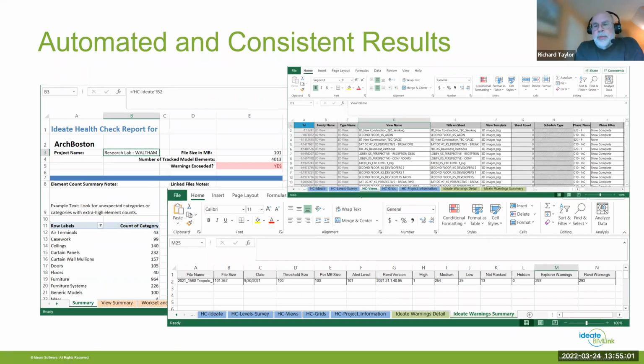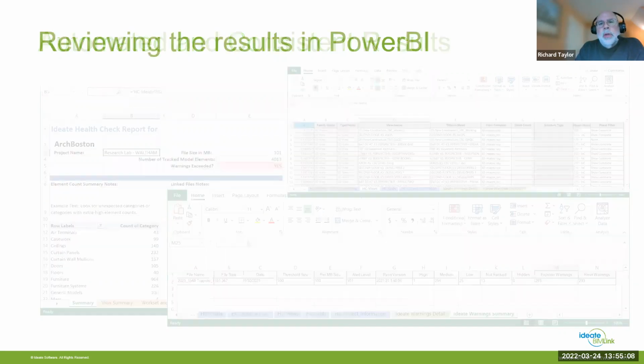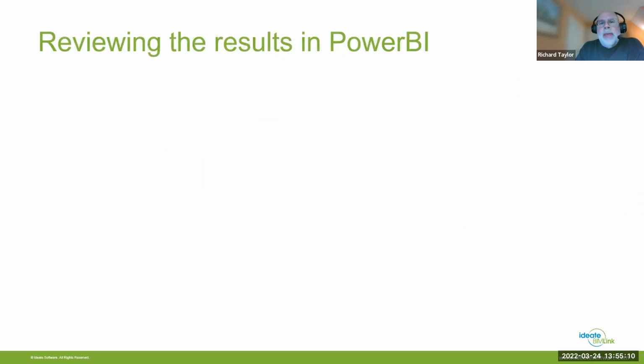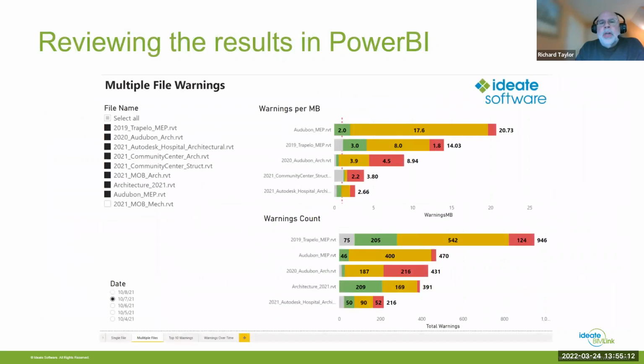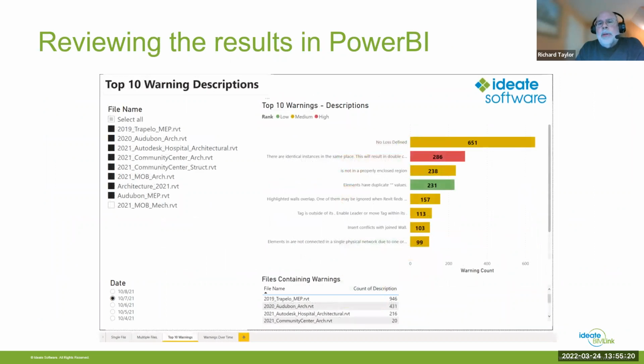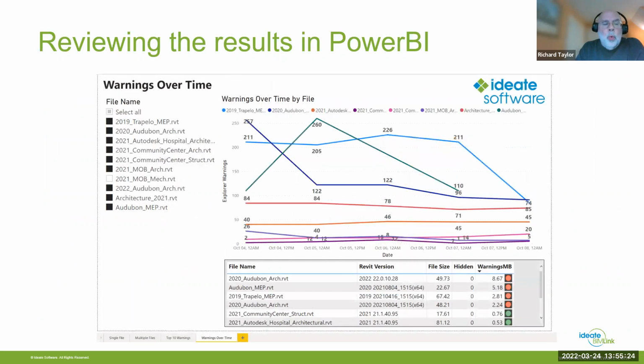And not only is it extracting information from BIMLink, it's extracting information from Ideate Explorer, which is allowing you to then look at that information in Power BI, such as how many warnings do you have in that project, right? What are your top 10 warnings across those multiple files? And what are your warnings over time? So all of the information that I showed with the health check folder, but it also adds warnings information as well as the file size.